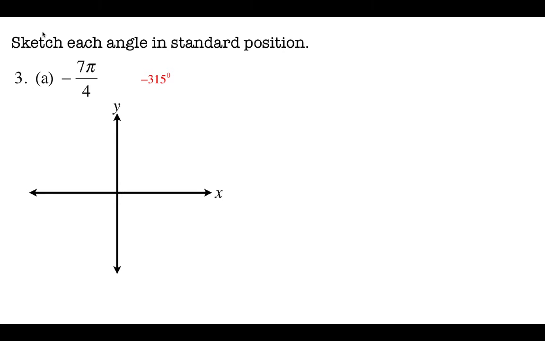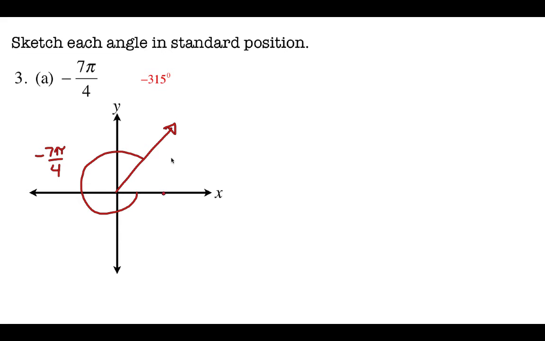And then at this point, you have to sketch. So you know that you need to start at the initial side. Since it's negative, you're going to travel clockwise from the initial side. This is negative 90, this is negative 180, this is negative 270, negative 315, somewhere over here. So this is negative 7 pi over 4.